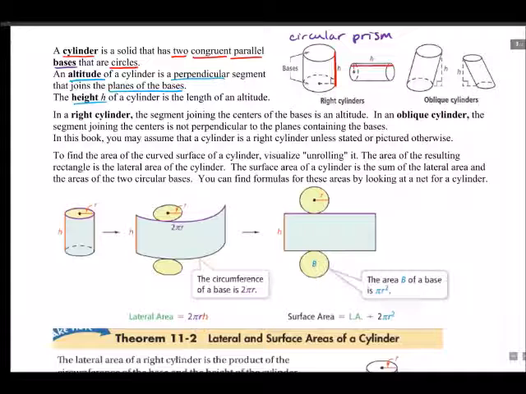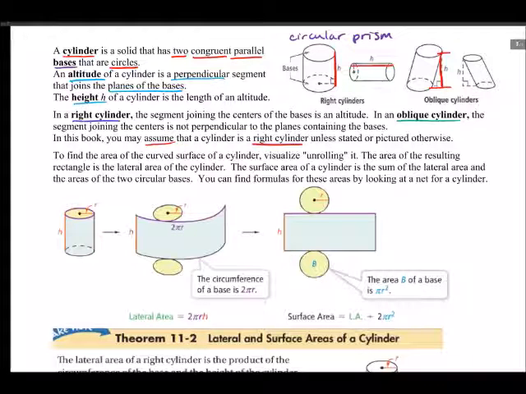We can have right cylinders, which makes life very nice, just like we had right prisms. And we can have oblique cylinders. And once again, if you have an oblique tilty cylinder, your height is simply the distance between the planes of the 2 bases. Now, the good thing in this book, you can assume that a cylinder is a right cylinder unless you are told otherwise. And lucky for us, 99% of what we have are right cylinders.